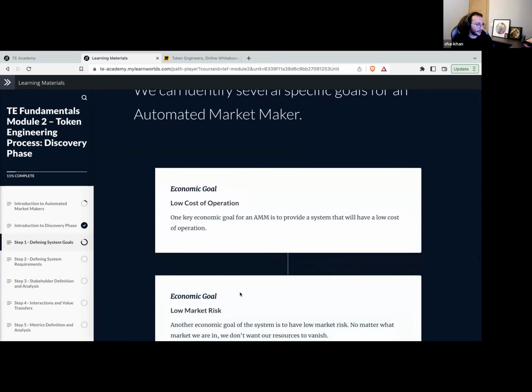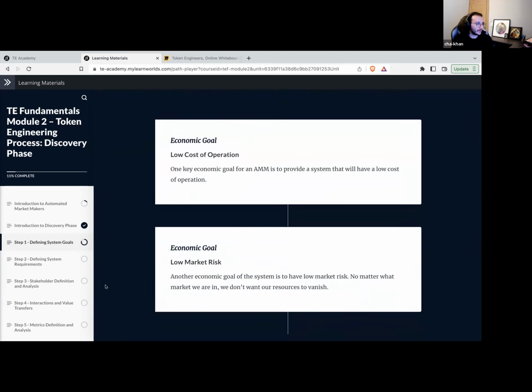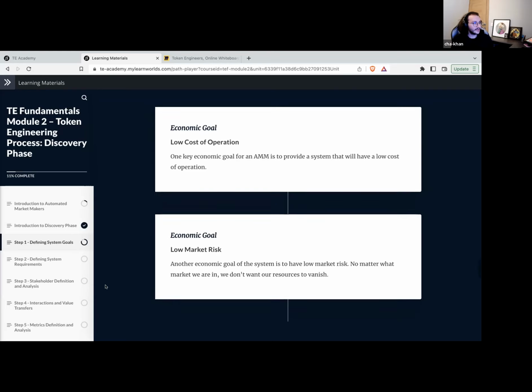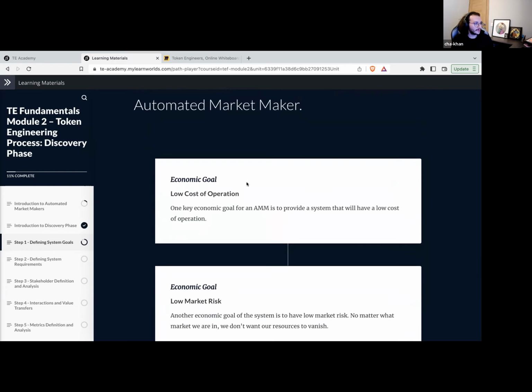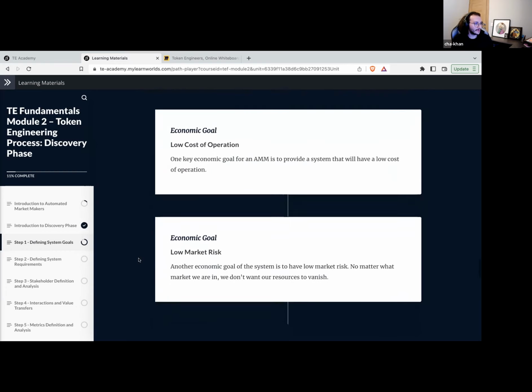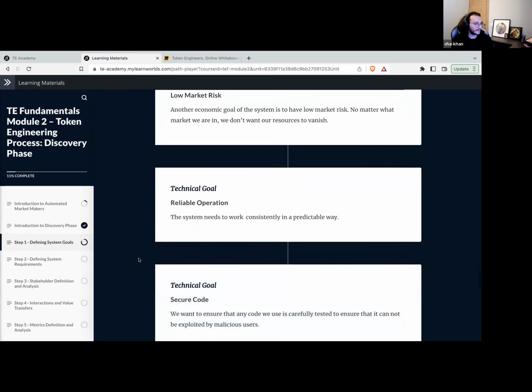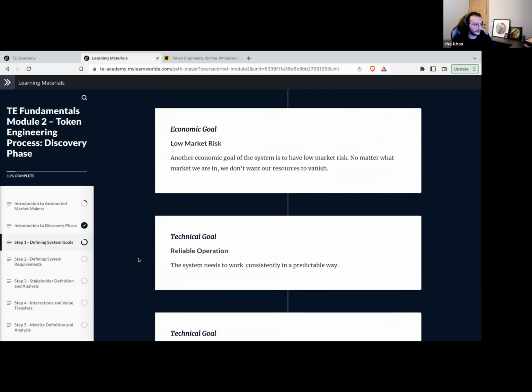Economic goal, low cost of operation. Provide a system that will have a low cost of operation. Okay. So when you're doing trades on your DeFi protocol, you want to have low costs so that you can make a profit off of it. Cool. Low market risk. No matter what market we are in, we don't want our resources to vanish. Okay. Are these system goals, or are these just general goals that you want? Those don't sound too much like system goals to me for some reason. Consistently predictable way. Okay.